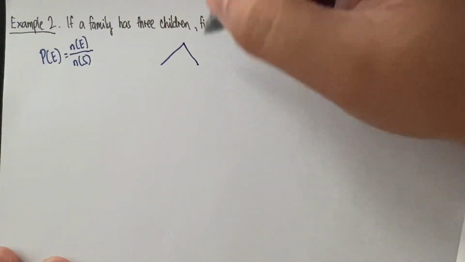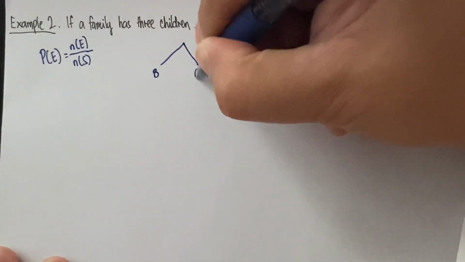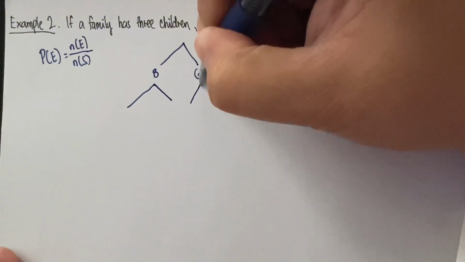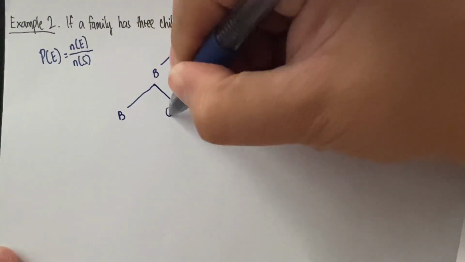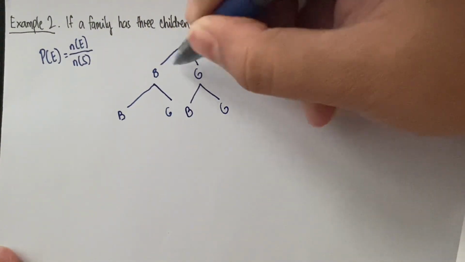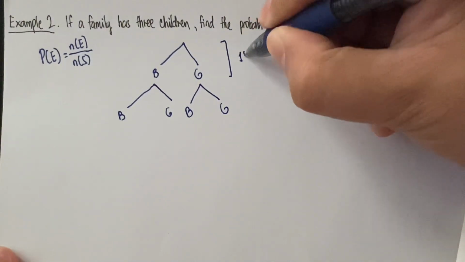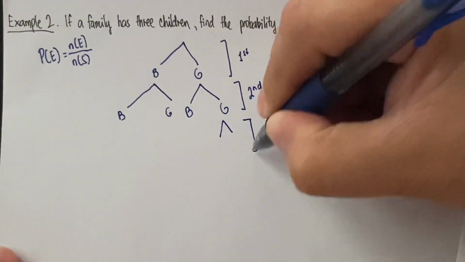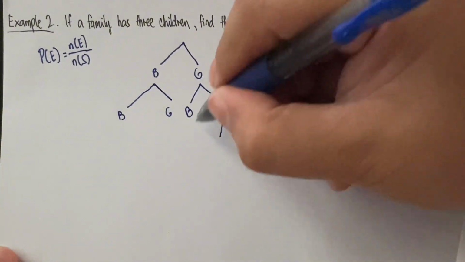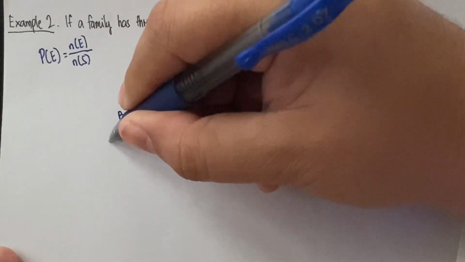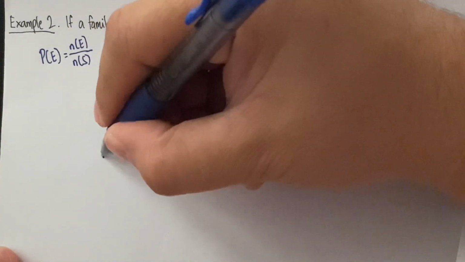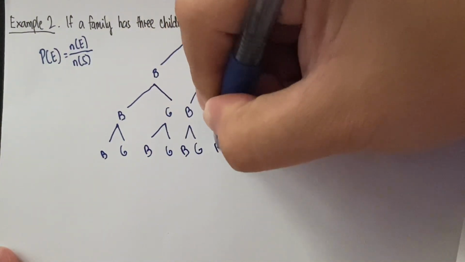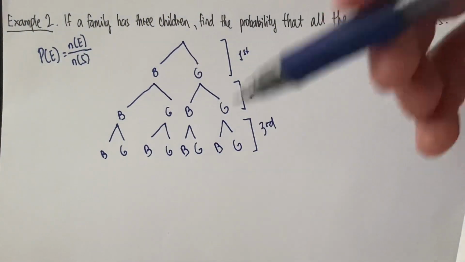So this is the first child, and it's either going to be boy or girl. The second child can be either, again, boy or girl. It can just branch out like this. This is the first child, this is the second child, and of course we can extend this to the third child right here. In the third child, we can still have the same two sexes: boy, girl, boy, girl, boy, girl, boy, girl.